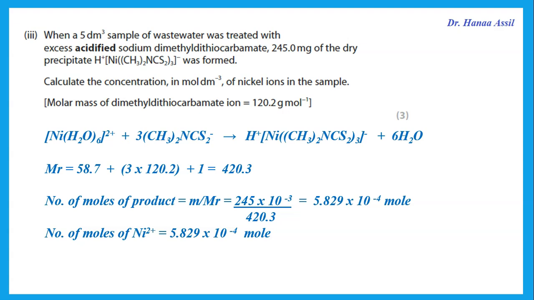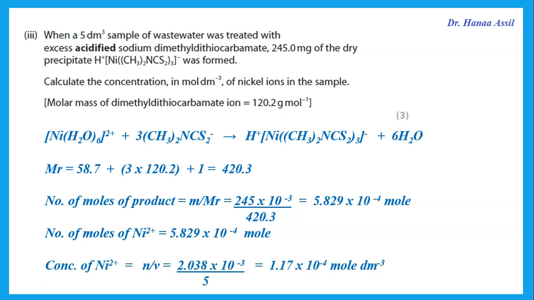That means that the number of moles of the nickel that we started with is the same according to the equation. So I can get the concentration. The concentration would be the number of moles of the nickel that we got over the volume of the water. And the volume of the water was 5 decimeter cubed, so this is the concentration.